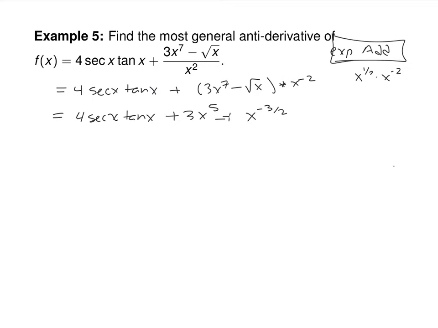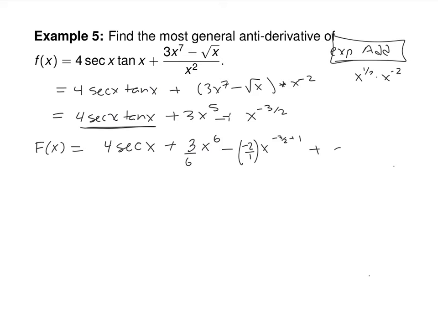Okay. And now this was f, so we're going to say capital F. Okay, what's the antiderivative of 4 secant x tan x? 4 secant. Okay, how about 3x to the 5th? 3/5 x to the 6th. Minus, all right, x to the negative 3/2 plus 1. So the coefficient will be negative 2. Yep. 1 over root x is correct. I just didn't get there yet.